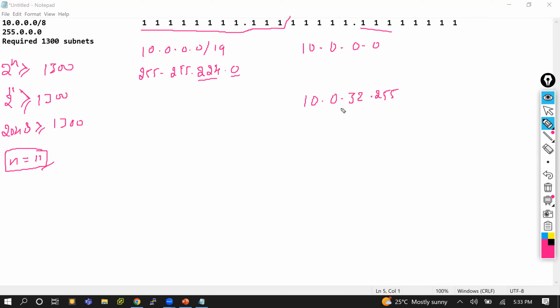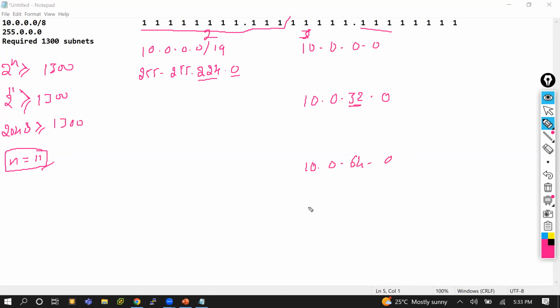Is this correct? 10.0.32.255. That will be no, that is the last address. So in the next it will be 10.0.32.0. See, 32.0. Why have I written 32 here in the third octet? Because changes are happening in which octet? This is the second octet, this is the third octet. Changes are happening in the third octet, right? We have to write it in that one.